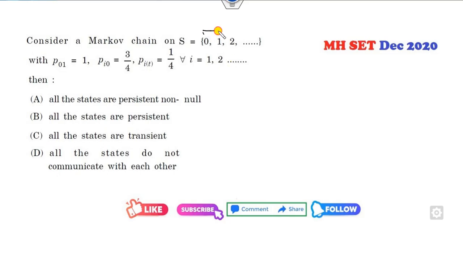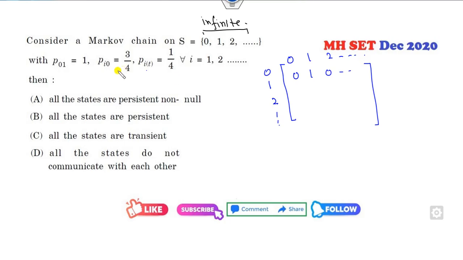Okay, again you can see this is my infinite state Markov chain. Fine. But here, if you want to draw the transition diagram, the states are 0, 1, 2, and here 0, 1, 1. So the rest of the values are 0. P_{i0} is 3 by 4. So that means for i equal to 1, 1 to 0 is 3 by 4, 2 to 0 is 3 by 4, and so on.